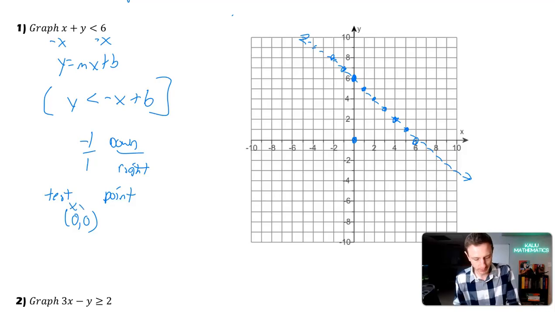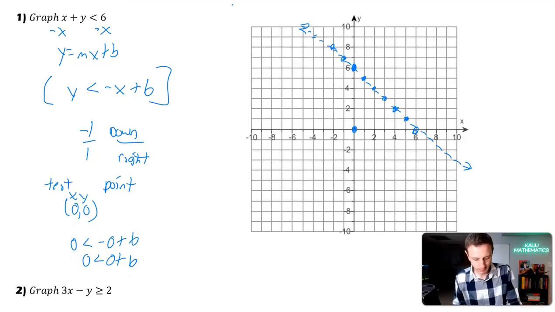So this is my x, this is my y. I'm going to plug it into the inequality. So 0 is less than negative 0 plus 6, which is 0 is less than 0 plus 6, which is 6. So 0 is less than 6. Since 0 is less than 6, that is a true statement.